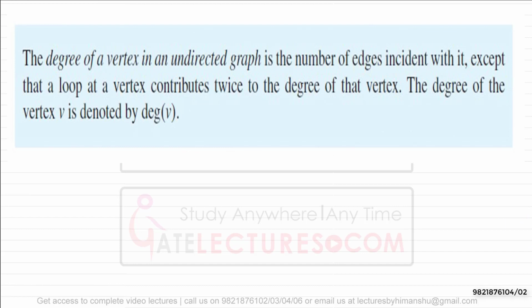Now look at this definition. The degree of a vertex in an undirected graph is the number of edges incident with it, except that a loop at a vertex contributes twice to the degree of the vertex. The degree of vertex v is denoted by degree of v. What does it mean? Let us suppose we have these different kinds of graph. This is an undirected graph, with vertex v1, vertex v2, and vertex v3.